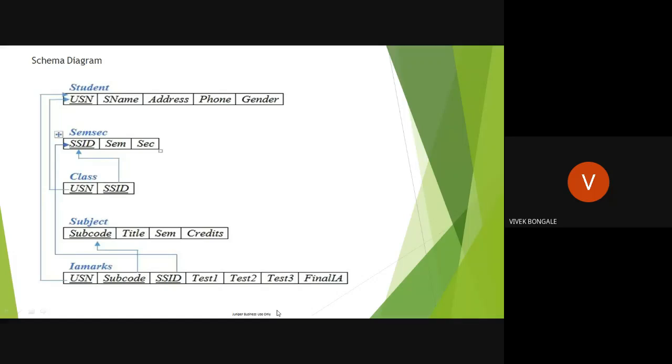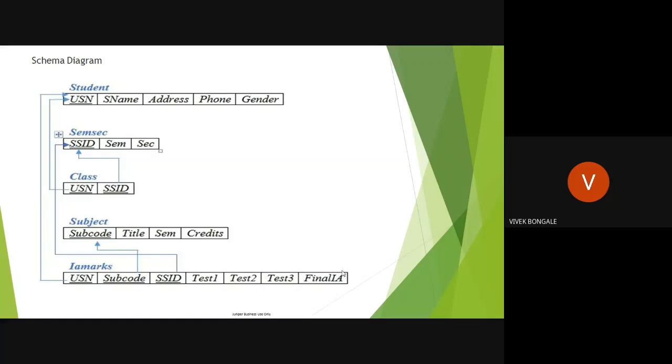Please do remember, while inserting value for the IA marks, don't insert value to final IA. I will repeat, please note down, while inserting the value to IA marks, don't insert value to the last attribute for the table IA marks, final IA. You just leave null, right? Don't leave it blank. You just place a null value, NULL.